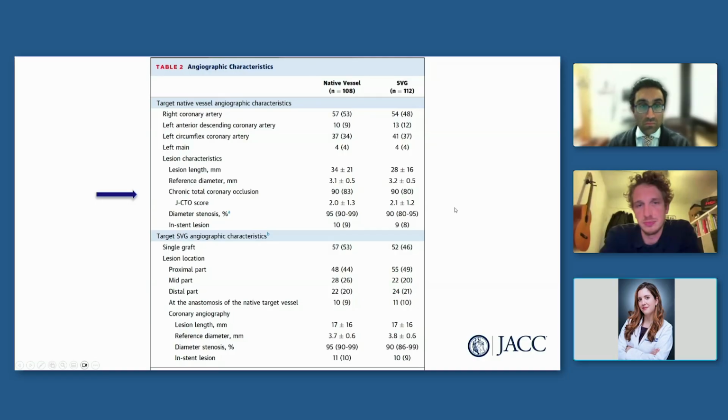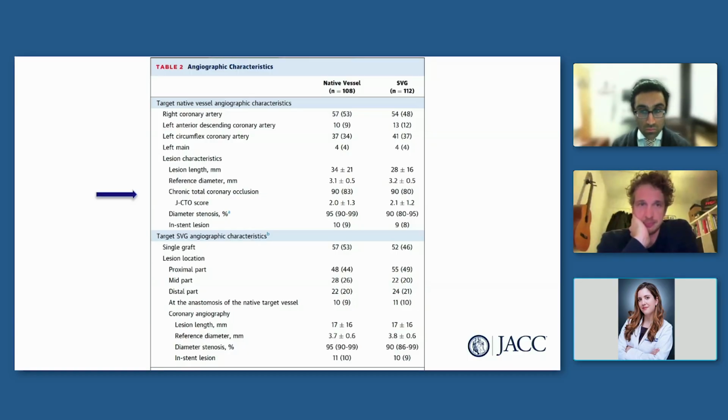So it's important to highlight, and we've sort of already gotten into this a little bit, but one thing that is really important to know about this trial is understanding chronic total occlusions and how interventions on chronic total occlusions are different than a run-of-the-mill PCI.